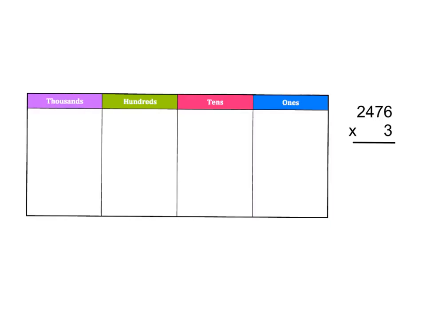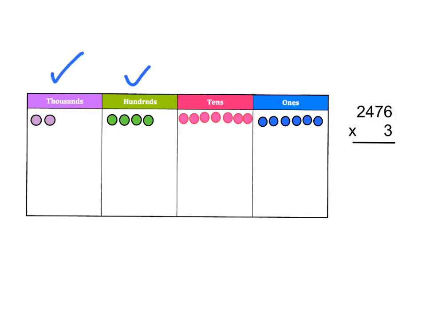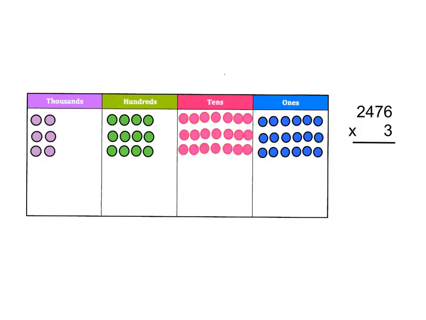This is an example of a place value grid similar to the ones published in the Math in Focus books. I've taken this grid and filled it up with place value chips. 2,000s, 400s, 7 10s, and 6 1s for 2,476. And since I'm multiplying this number by 3, I make 3 groups of 2,476.